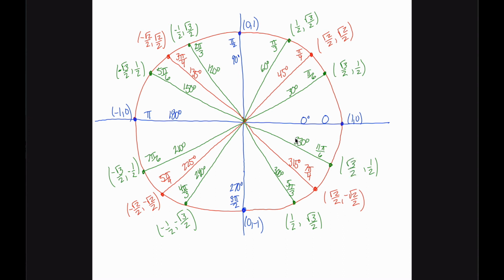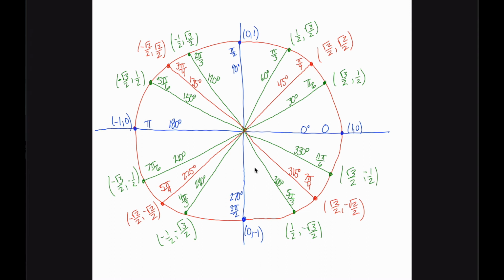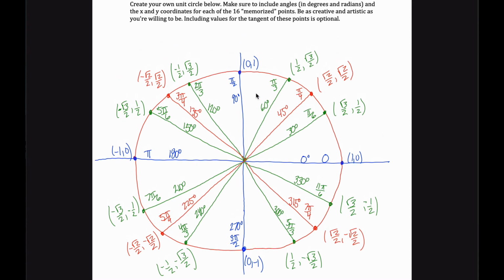Down here in the fourth quadrant, the x coordinate should be positive, as we saw here, and the y coordinate is negative, so this is root 3 over 2, negative 1/2. This is 1/2, negative root 3 over 2. I think this was all the information that was required of you.